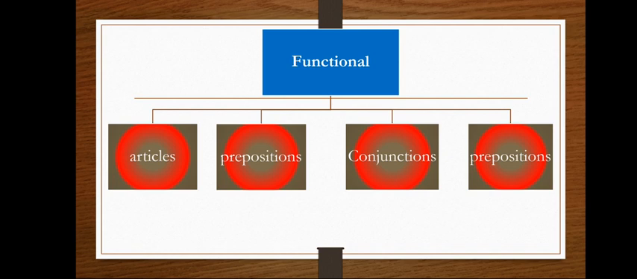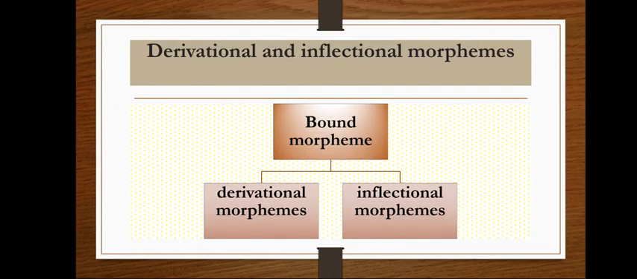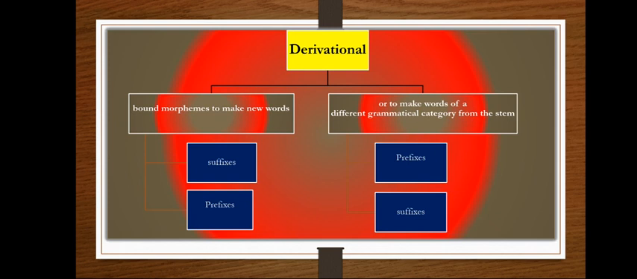Next we have derivational and inflectional morpheme. Bound morpheme can be divided also into two categories. One is called derivational morpheme and one is called inflectional morpheme. Now what is the difference between derivational morphemes and inflectional morphemes? We will discuss in the coming slide.